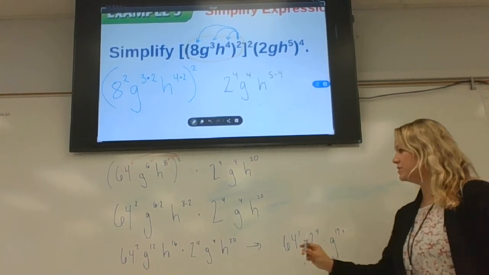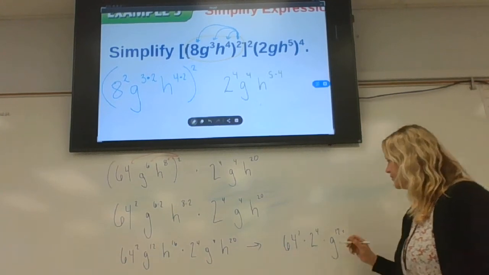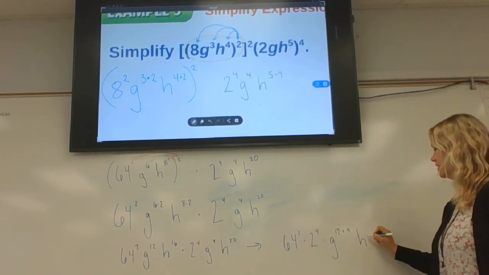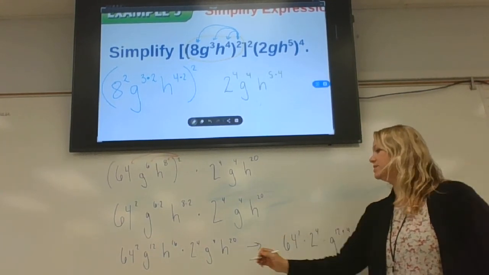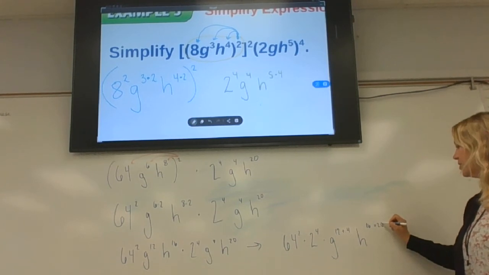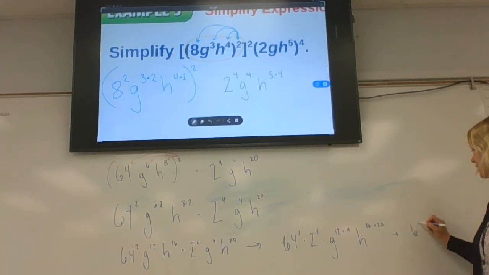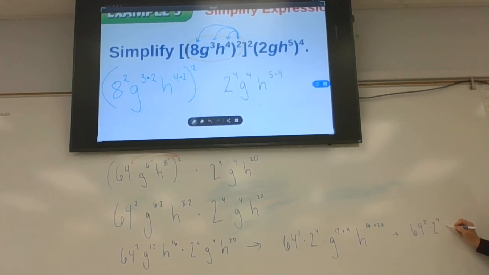So we have G to the 12th times G to the 4th, we'll add those. H to the 16th times H to the 20th, we'll add those. We're almost done. 64 squared times 2 to the 4th, G to the 16th, H to the 36th. How'd that go? Who's got a question?